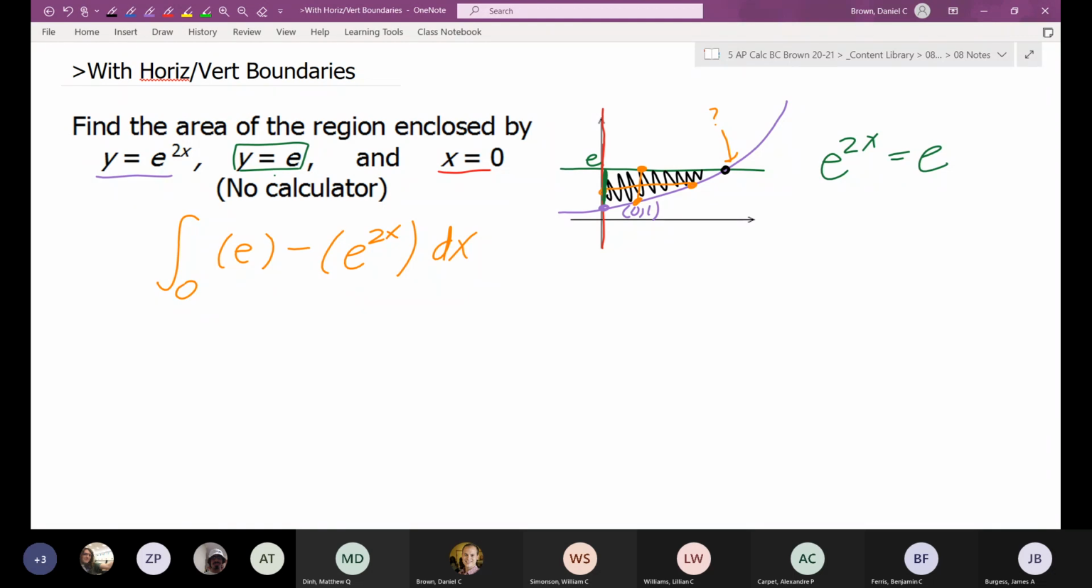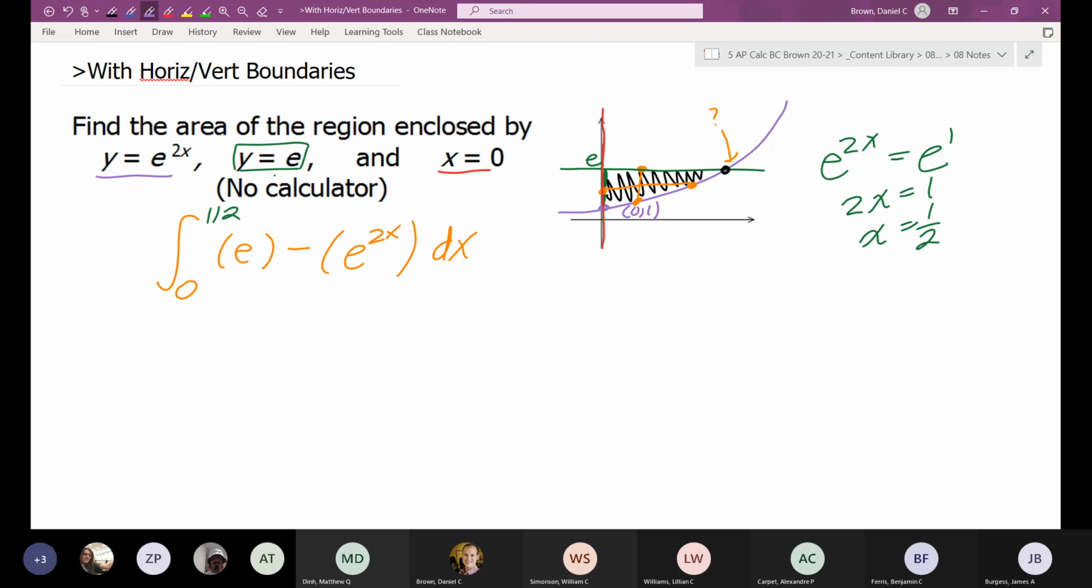Two different ways you can solve that one. You can take the natural log of both sides, or I think what's easier, if I have e to the 2x, which is equal to e to the first, then we know that both of those exponents have to be equal to each other. So 2x would be equal to 1, so x would be equal to 1/2. So the integral that I'm setting up would be from 0 to 1/2 of, again, top function minus the bottom function, all in terms of dx.